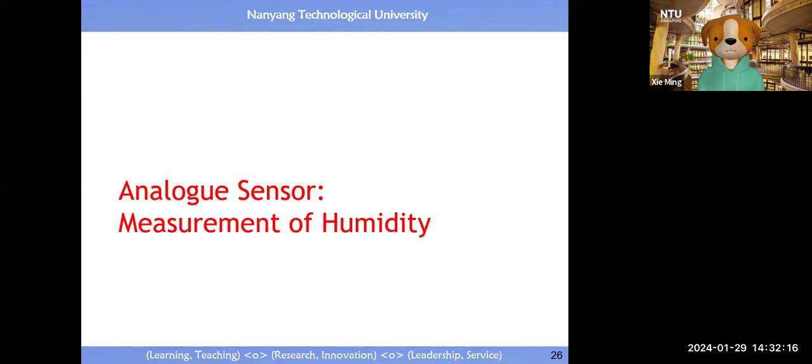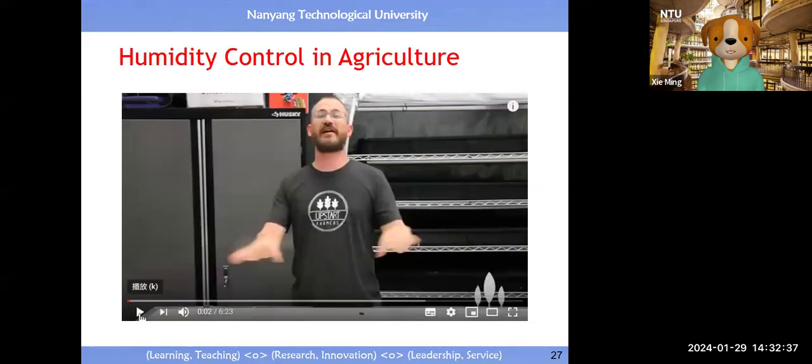Okay, the second example of an analog sensor is the humidity sensor, right? Why do I use this humidity sensor to illustrate the nature of an analog sensor? The reason is that humidity is a physical quantity which is strongly coupled with temperature, right? So these two physical quantities are strongly related to each other. And humidity control is quite important in agriculture.